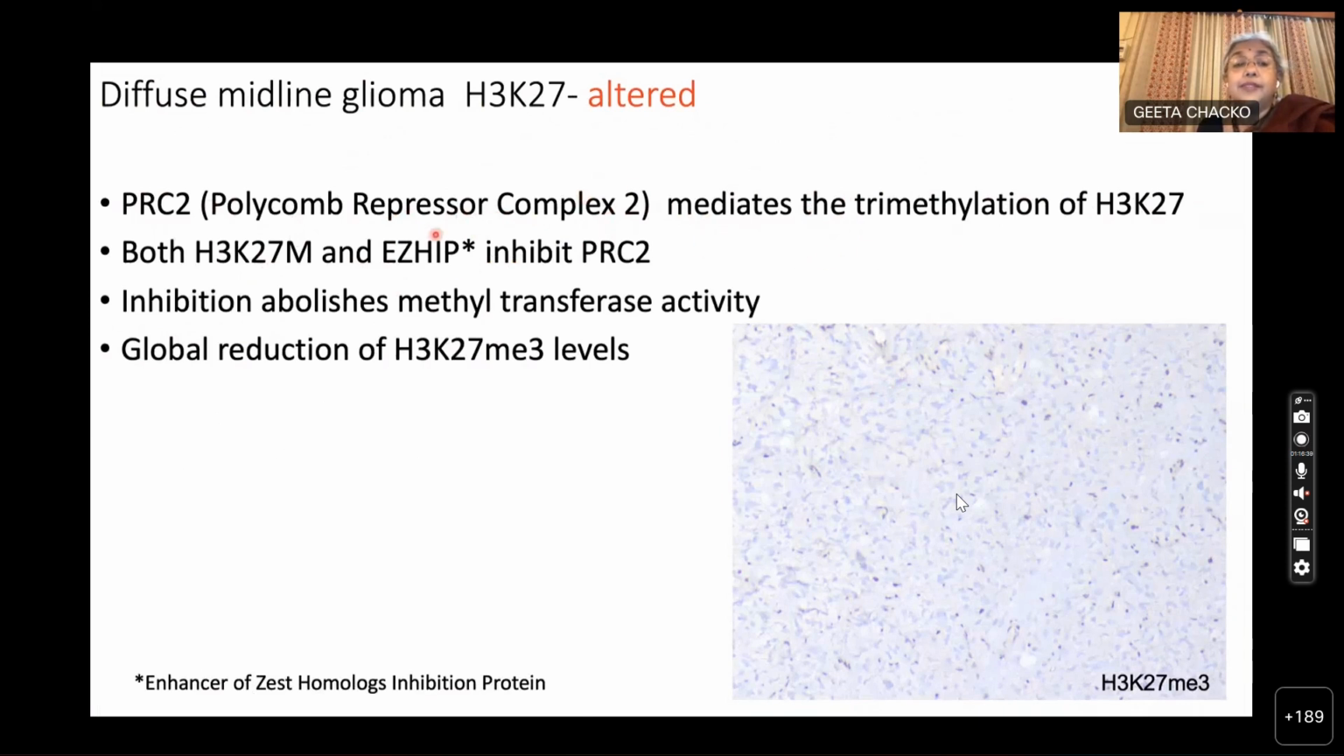So when it inhibits it, there is loss of trimethylation activity, and so you see a global reduction in the trimethylation protein. So when there's EZIP overexpression, it will inhibit the PRC2 and therefore inhibit the methylation activity, and then you see reduction in the methylation protein.